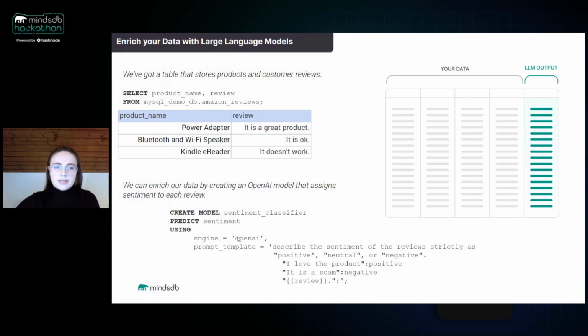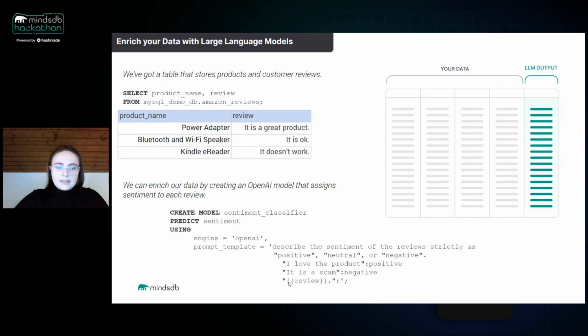Here we use engine as OpenAI, so one of the required parameters is prompt template. Prompt template here is a message to the model. So here we ask the model to describe the sentiment of the reviews strictly as positive, neutral, or negative. It's always good custom to add examples, like this is a positive review and that is a negative review.